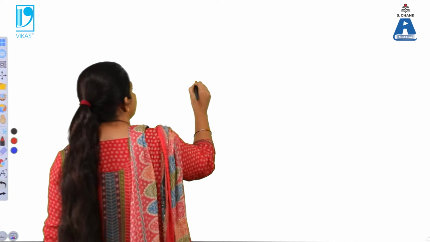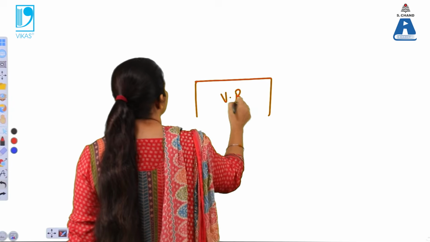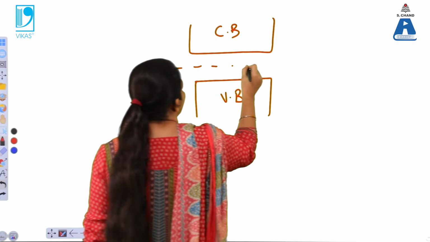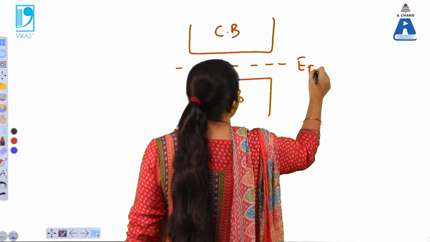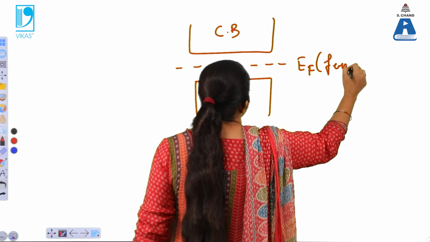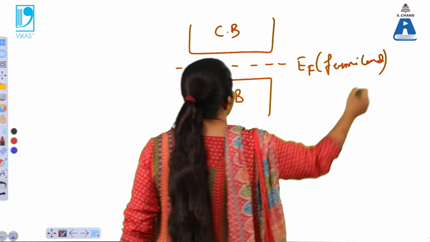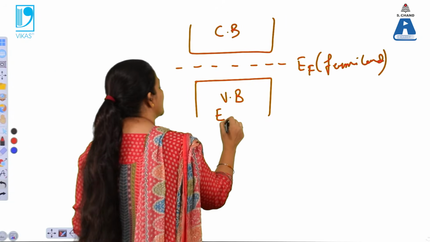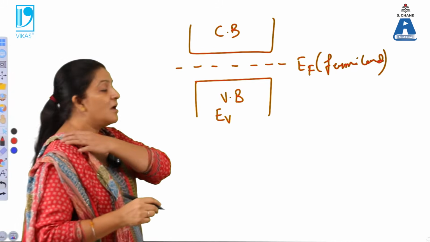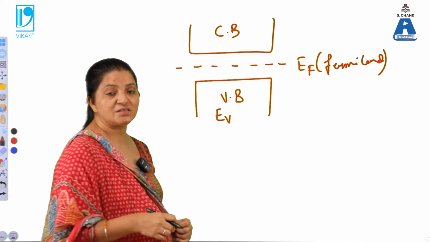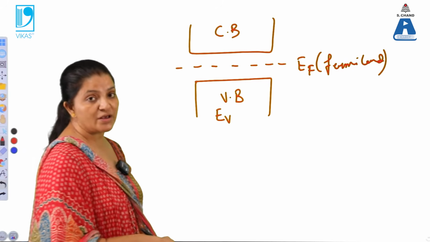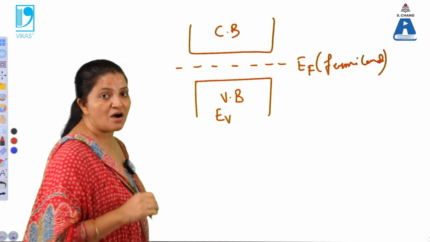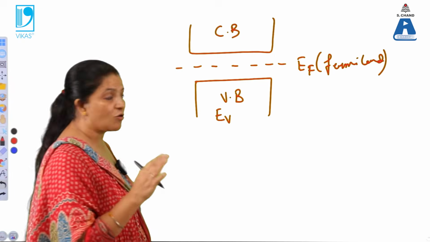So that means, if this is the valence band and this is the conduction band, and the highest occupied level in between these is known as EF, this level is known as the Fermi level. Now EV is the energy of the particles when they are present in the valence band. This energy is known as EV, or you can say that EV is the energy of the highest occupied band or highest occupied level.